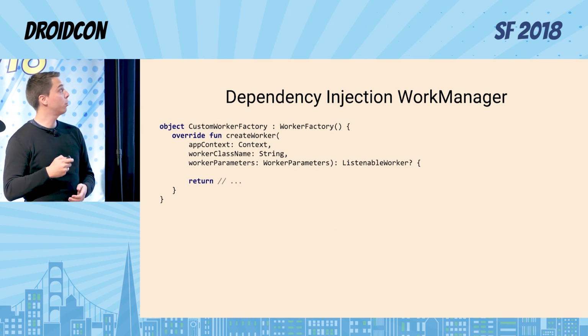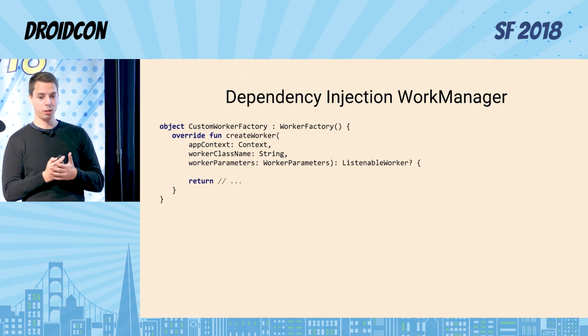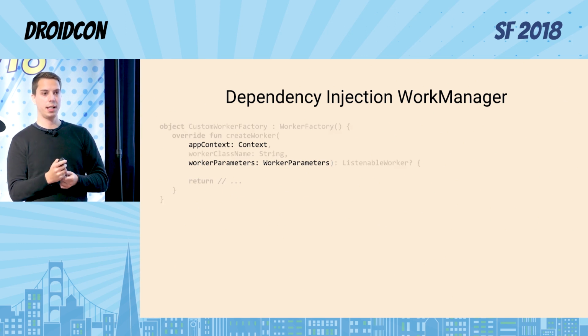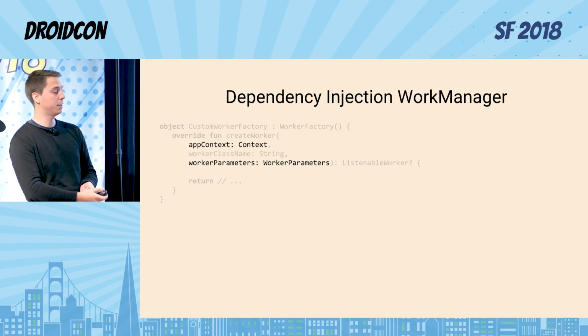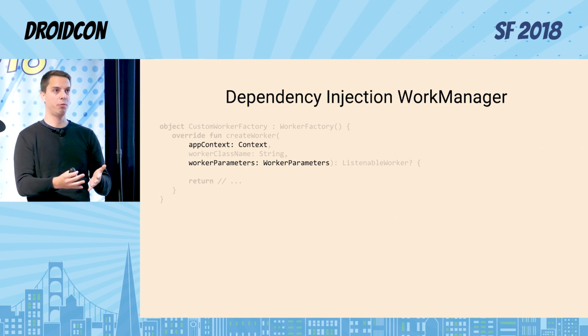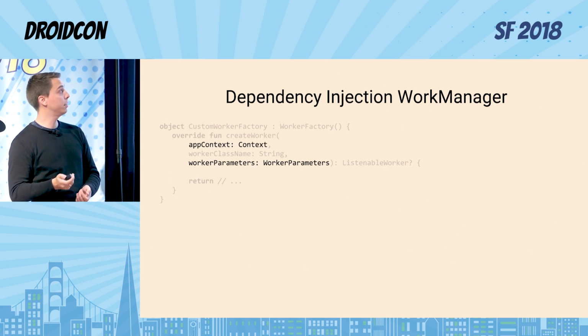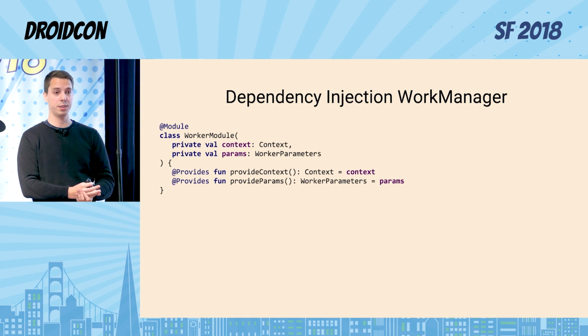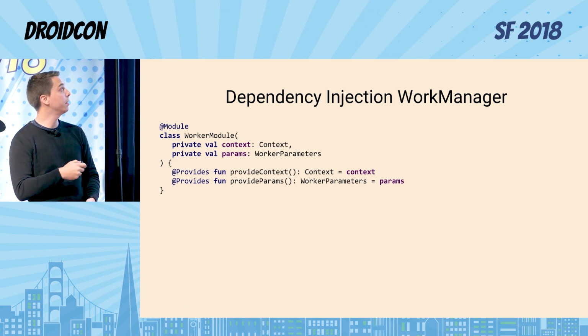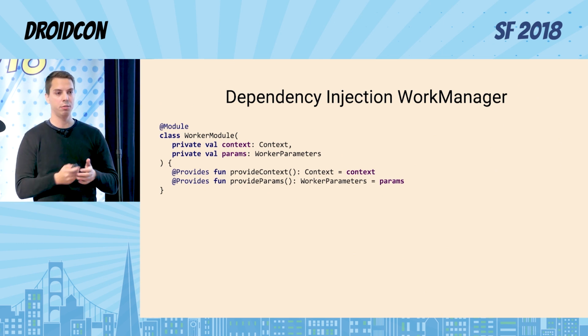If we go back to the worker factory that WorkManager provides, we get our application context and the worker parameters from this method. So Dagger doesn't know where those things are coming from. We have to teach Dagger how to provide them in our object graph. And the best thing to do this, and how I would do this, is through a separate module where you pass in the parameters in the constructor, and then you tell Dagger, hey, please provide them when someone requests them.